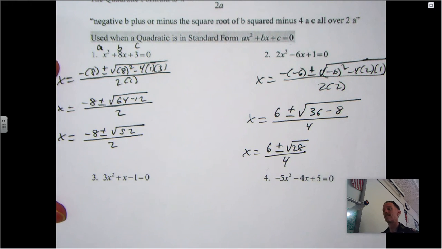Same deal. Is this simplified? No. Can it be simplified? Yes. We'll do that later, but this is acceptable. This is mathematically equivalent to what the simplified answer would be.